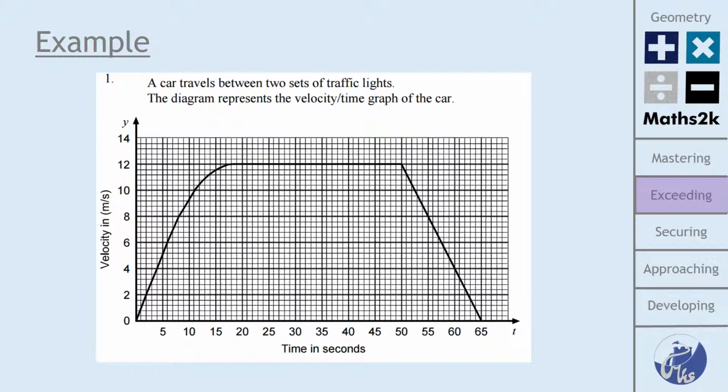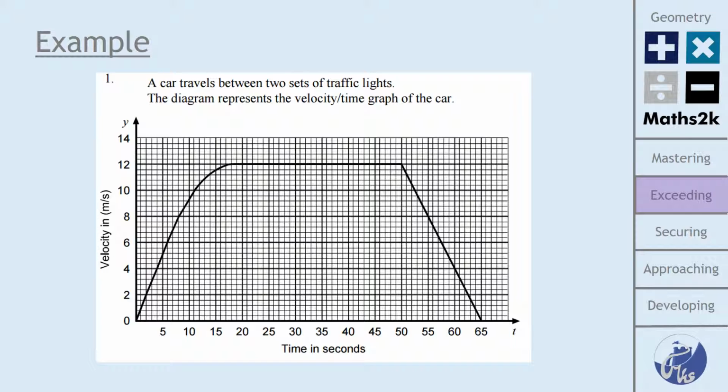So here we have an example of a velocity time graph. And in this example, we're told that a car is traveling between two sets of traffic lights, and we end up with this type of graph. Now, the previous graphs that most pupils will have seen is one which will involve a distance time graph. And in this case, if you found the gradient, you would then have your velocity. Now, in this case, because it's a velocity time graph, it doesn't operate in the same way.